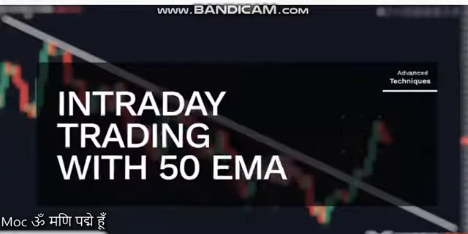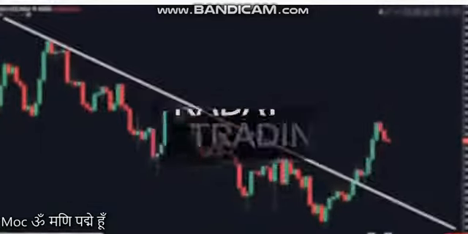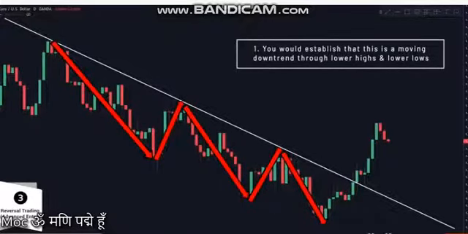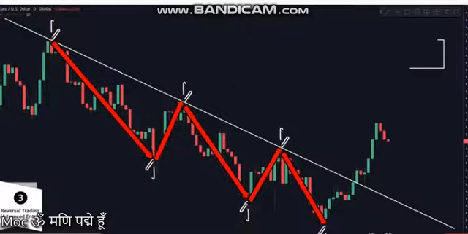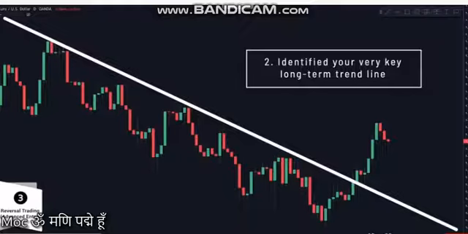Now, in this example, we're going to take this up a notch and use the 50 EMA through the intraday timeframes for a more aggressive early entry. So, here in the daily time frame, you had your clear moving downtrend as price was making lower highs and lower lows. You then would have had your long-term trend line drawn in like this.